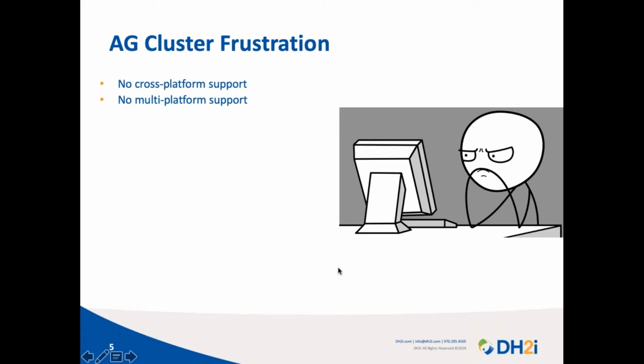If you are doing both Windows and Linux, you now have to maintain two different high availability clustering solutions. So maybe you've got some AGs on Windows, some on Linux, or you plan to in the future. There's no support for that, again, because you've got these two different solutions to manage.